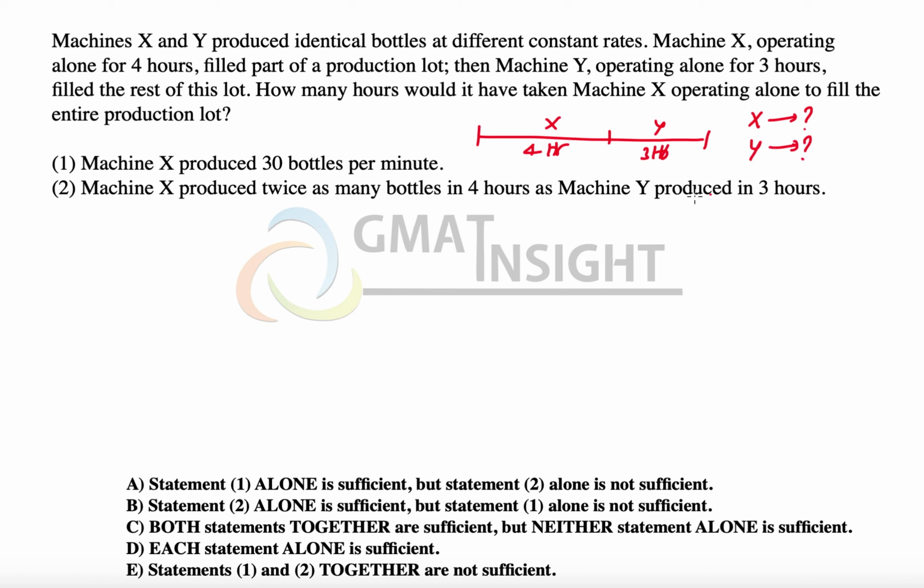Similarly, if we knew the rate of Y, we can once again answer the question. Alright, so we need at least one of these two pieces of information to answer the question. Now, keeping that in mind, let's look at these statements.